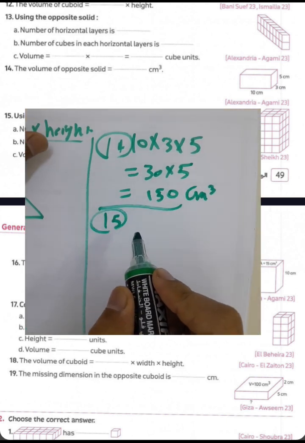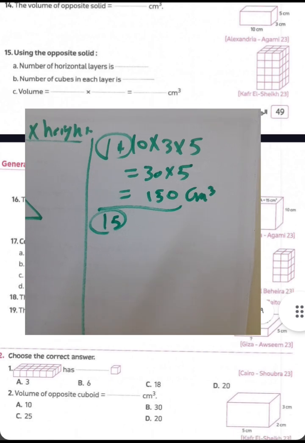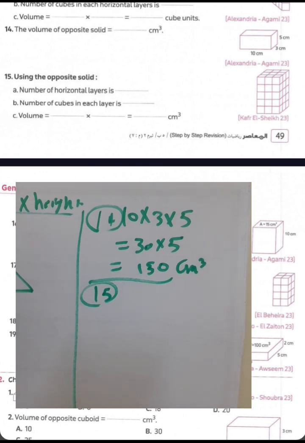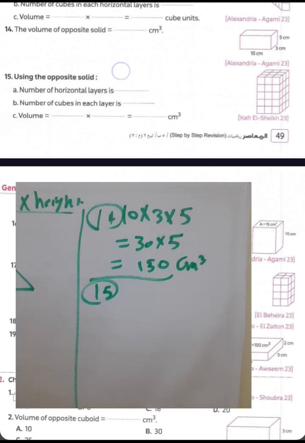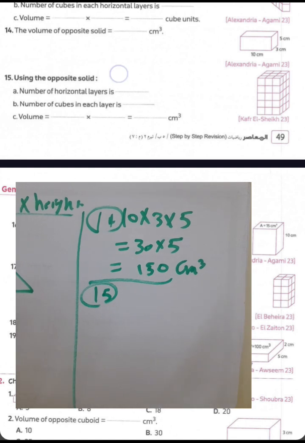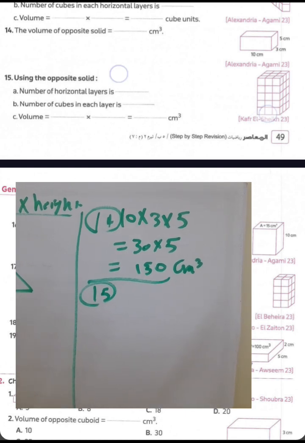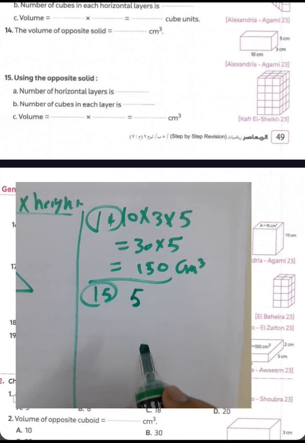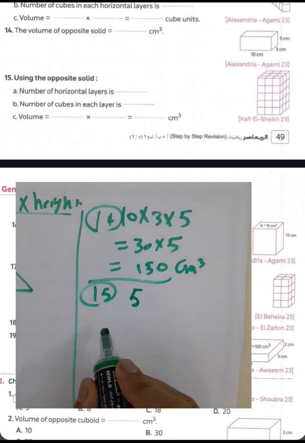Question 15. Using the opposite solid, find the number of horizontal layers here. Count with me to find the number of horizontal layers. You must pay attention, okay? Count with me in the height. How many height? 1, 2, 3, 4, 5. 5 here refers to the number of horizontal layers.